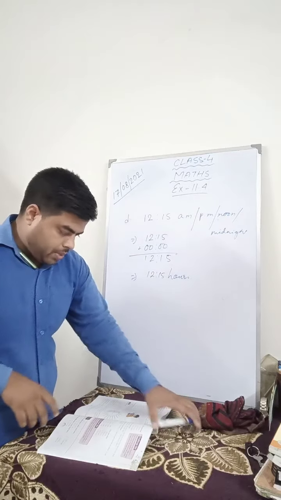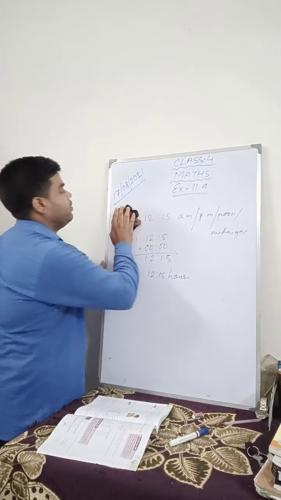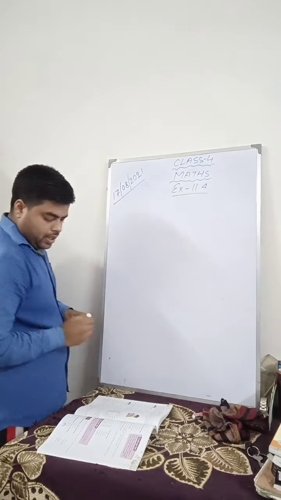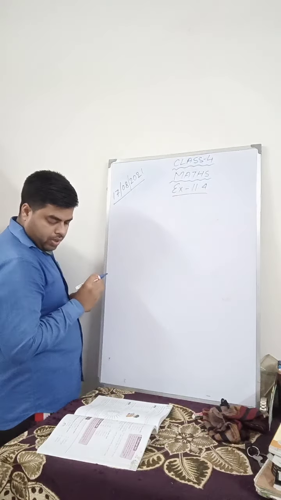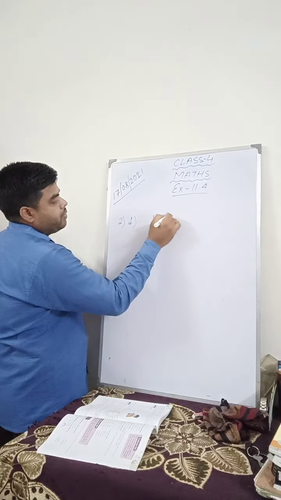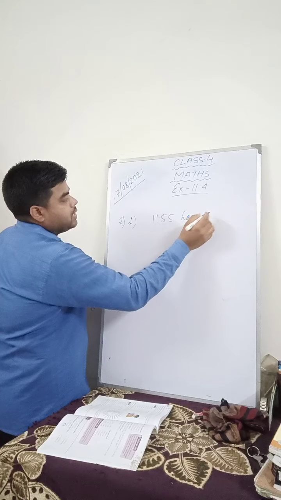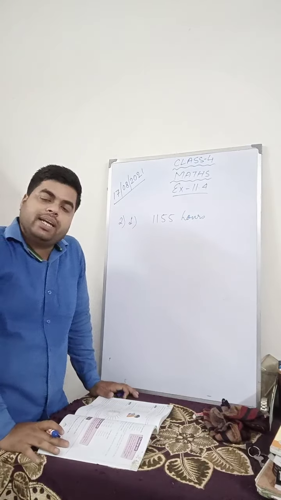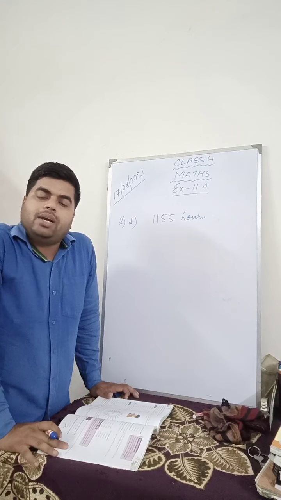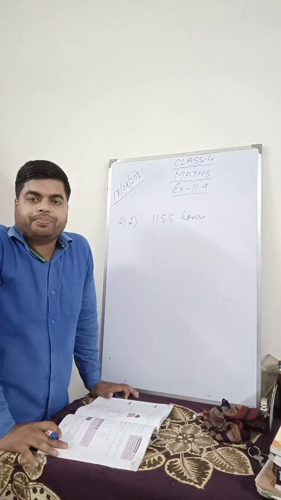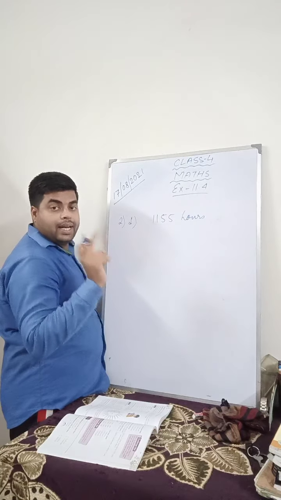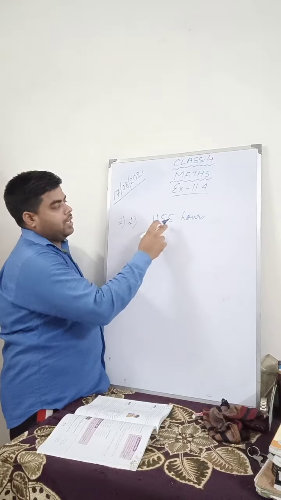Now let us come to question number 2. In question number 2, they have given you time according to the 24 hours clock, and they have asked you to convert that into 12 hours clock. Let me show you one example. Suppose question number 2D, 1155 hours. Whenever you see the word hours, that means they have given you the time according to the 24 hours clock. If they give you AM or PM or noon or midnight, that means they have given you time according to the 12 hours clock.